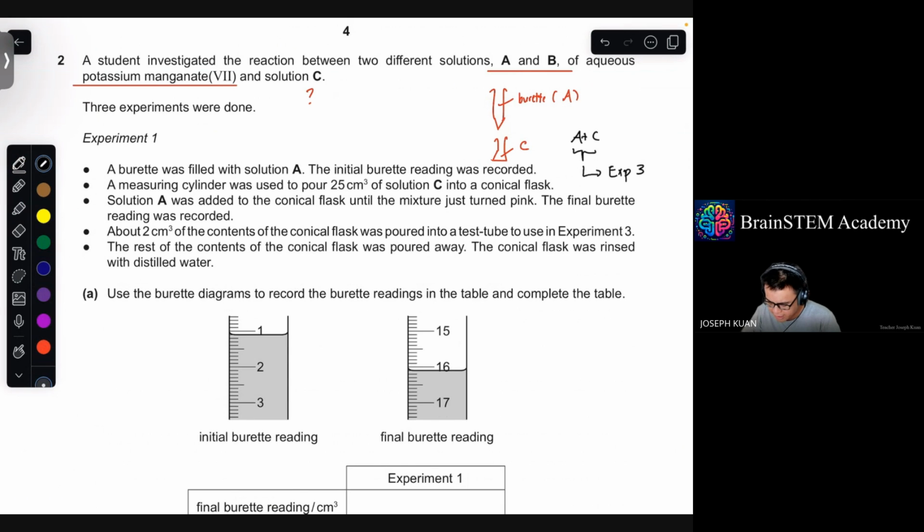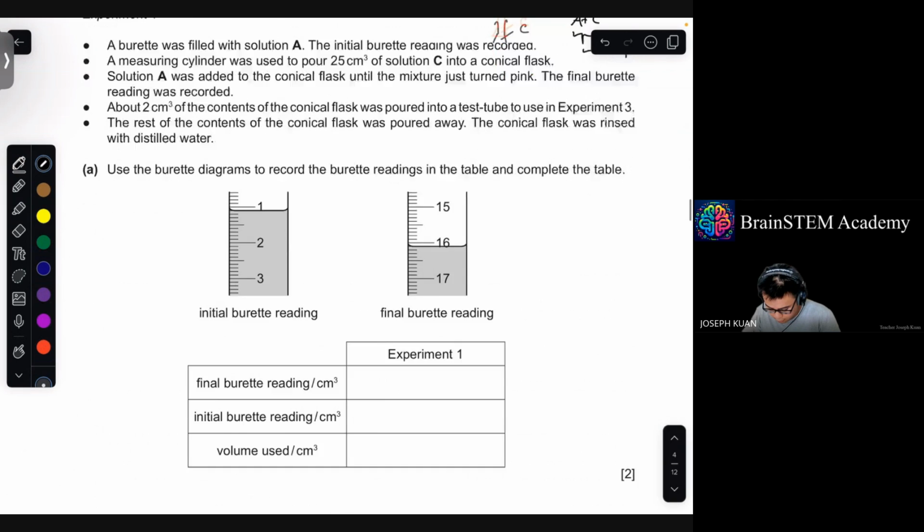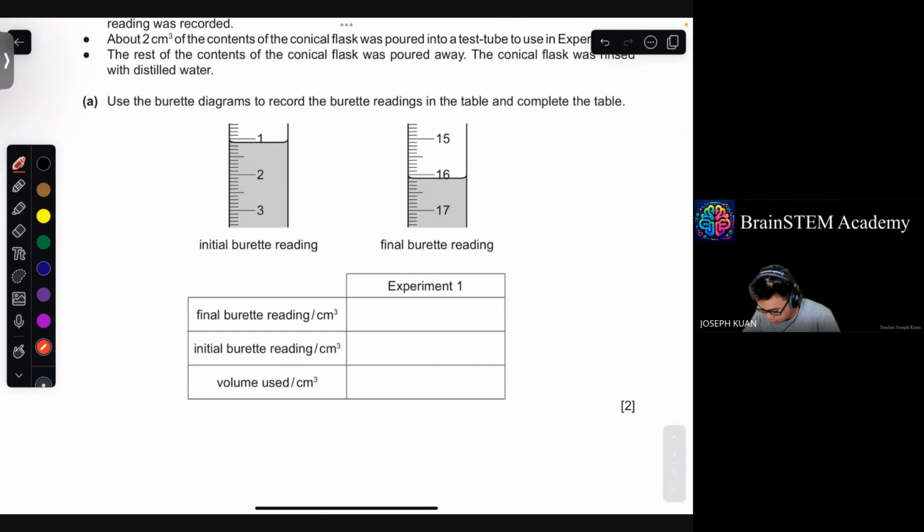A. Use the burette diagrams to record the burette readings in a table and complete the table. So we have the initial burette reading and also the final burette reading. So let's just read it directly. This one will be 1.1 for the initial burette reading. And then for the final burette reading, we see that this is actually 16.1, which means that the volume of the solution used is actually 15.0. By taking 16.1, take away 1.1, and that leaves you with 15.0.